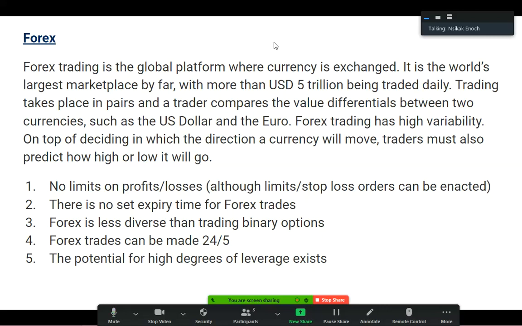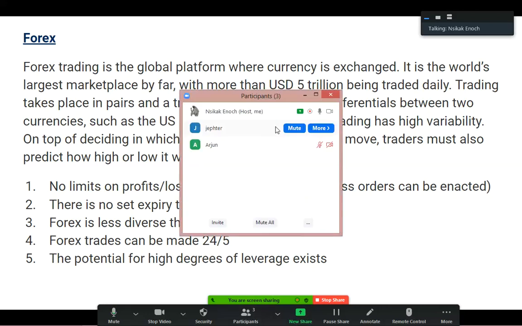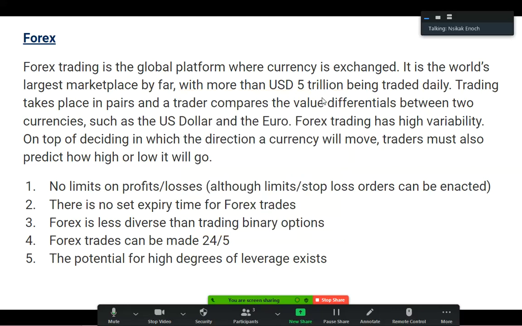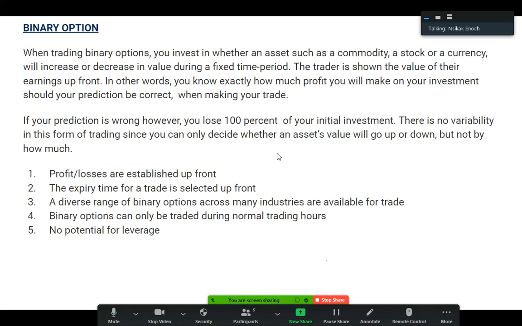Forex trades can be made 24/5. That is 24 hours, five days, from Monday to Friday. Then the potential for a high degree of leverage exists. So in forex there's a high degree of leverage, but in binary options there's nothing like leverage. So you can see the difference between binary options and forex.